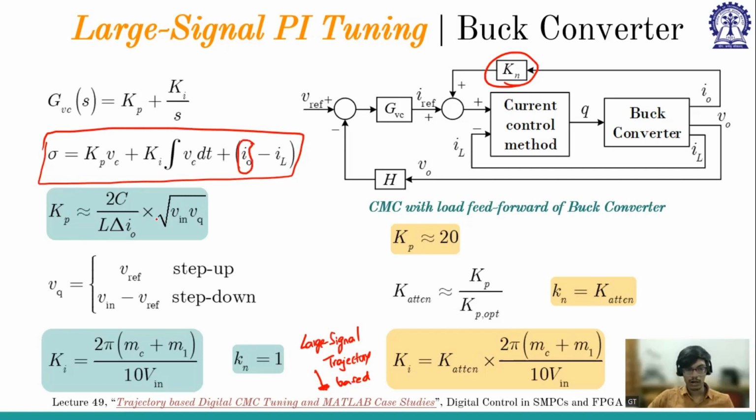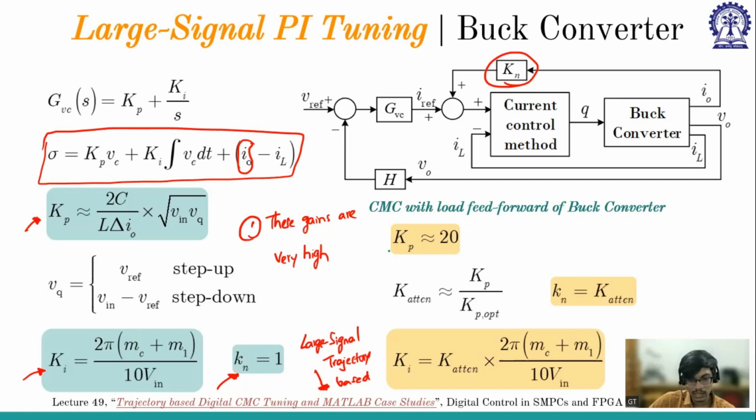And I'll not show the calculations here because we had discussed the concept in week 5. And from there, the Kp value was obtained and the Ki value was also obtained and the Kn value was also obtained. But there was one issue: these gains are very high, and they are not practically implementable. So then what is the solution?